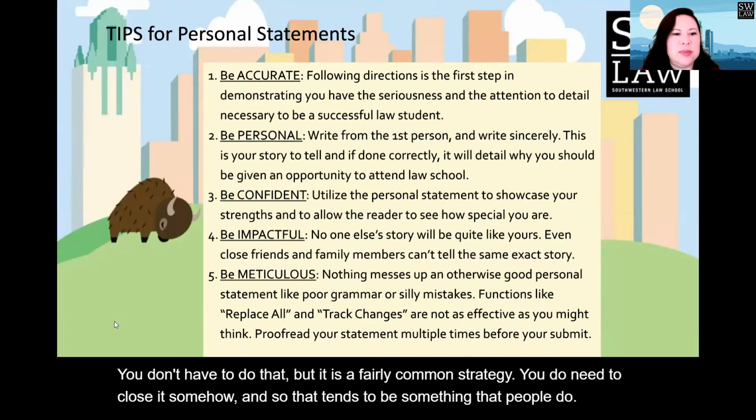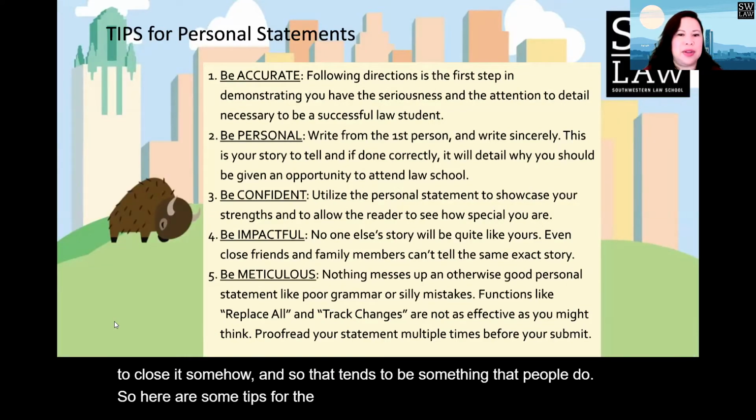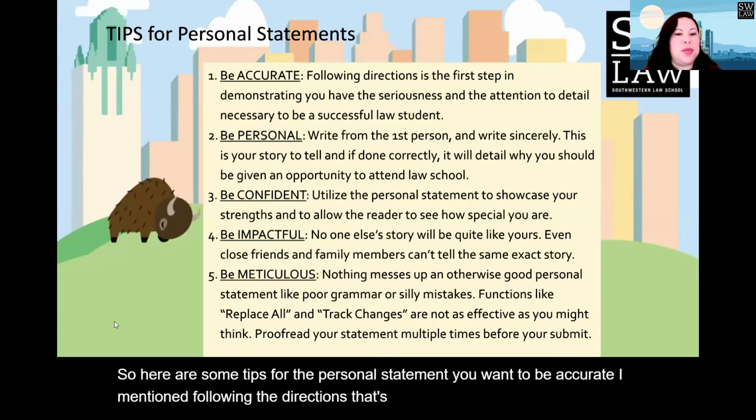So here are some tips for the personal statement. You want to be accurate. I mentioned following the directions. That's incredibly important. Being personal. Definitely write from the first person.